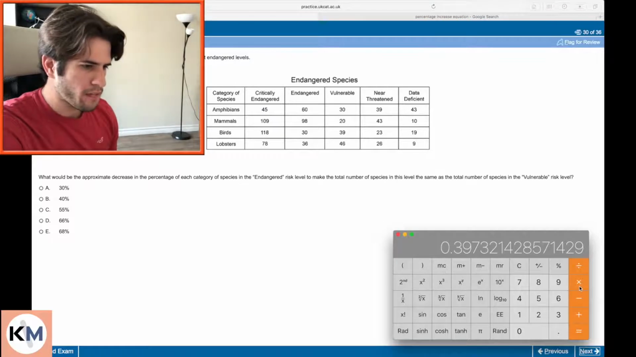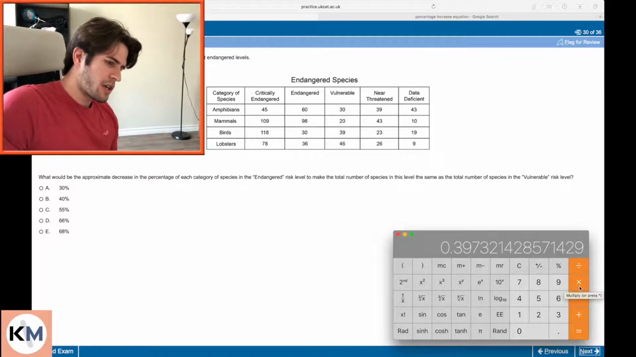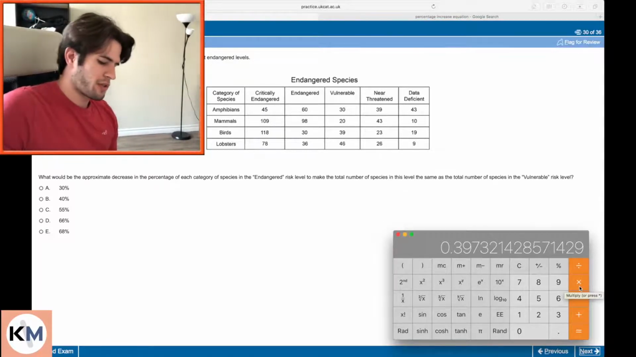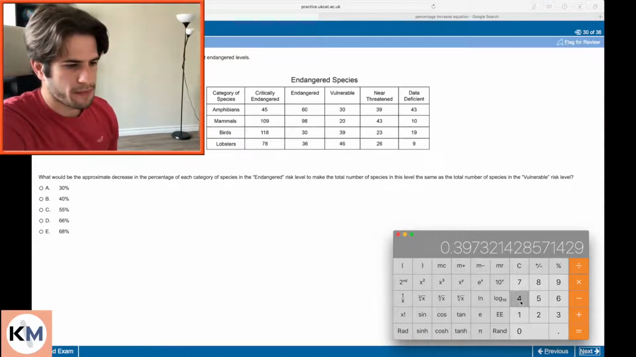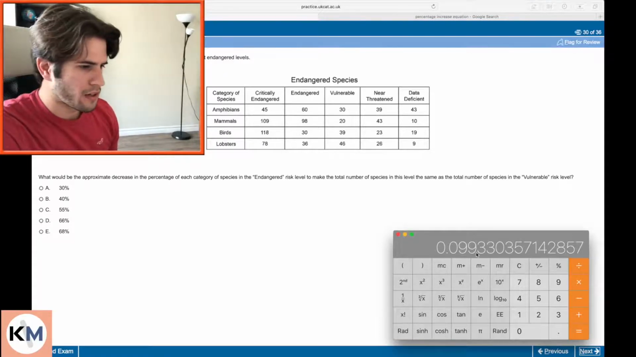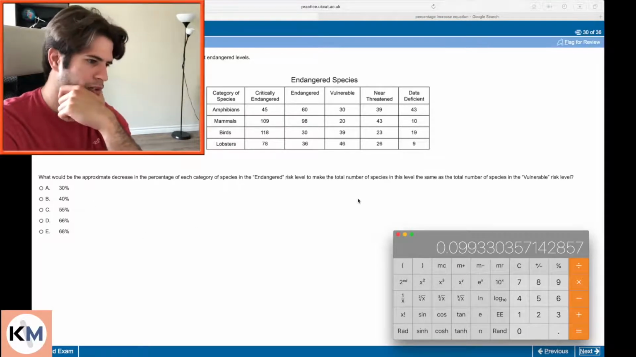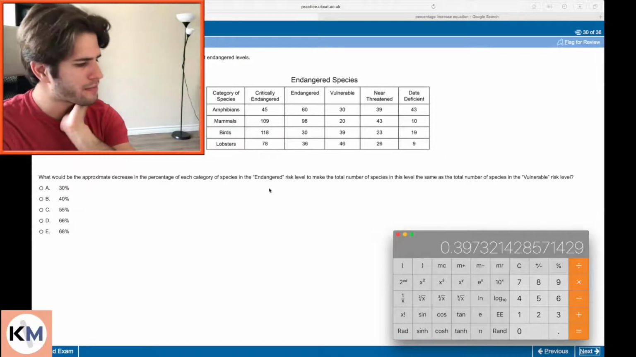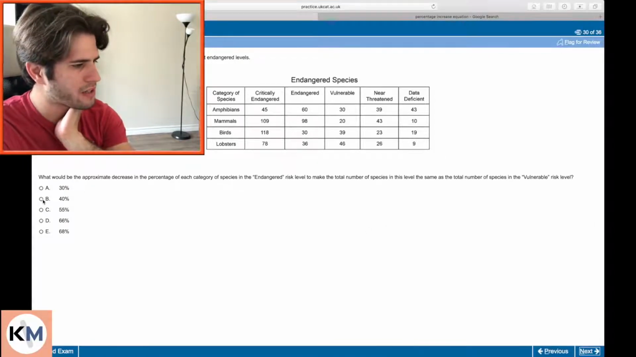224 times 100 is a 39.7% decrease. So that divided by 4 categories is this times 100, which is 9.9, 10%. That does not appear to be here. 39%, is it 40? Does that make sense?